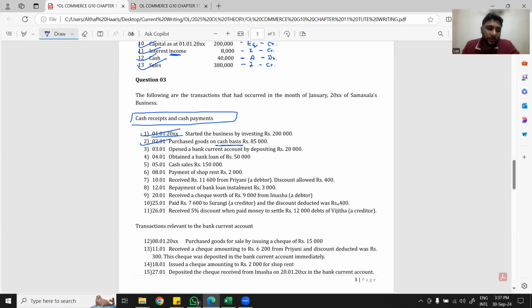Now let's move to the fourth transaction. Took a bank loan. If we take a bank loan, we are getting money. Our cash asset is increasing and the loan liability is increasing. Asset increases debit, liability increases credit. Cash debit, bank loan credit.